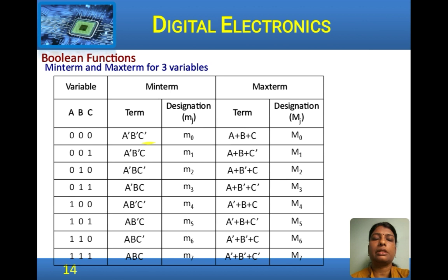A 0 is represented by the complemented form and a 1 by the variable as it is, in the unprimed form. So, 0, 0, 1 is represented by a dash, b dash, c and then 0, 1, 0 by a dash, b, c dash, so on up to 1, 1, 1 that is a, b, c. They can be represented as min terms as m0, m1, m2, m3 etc. up to m7. The suffix is equal to the decimal equivalent of the binary values.